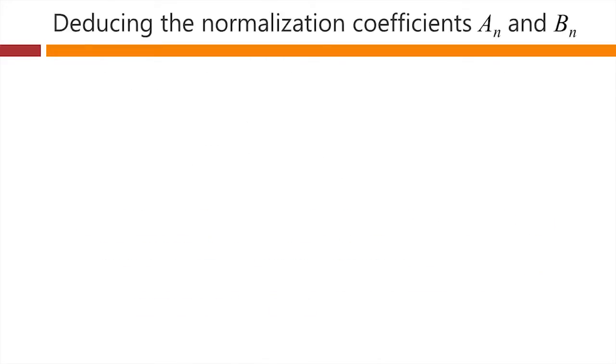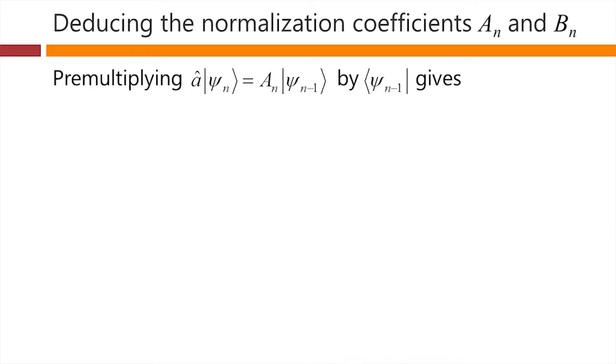Now we can work out these normalization coefficients, A n and B n. We can pre-multiply A psi n, which we already know is this normalizing coefficient A n times psi n minus 1, by psi n minus 1. And, of course, that just gives us this expression here, but because A psi n is equal to this A n psi n minus 1, then pre-multiplying by psi n minus 1 just gives us A n.